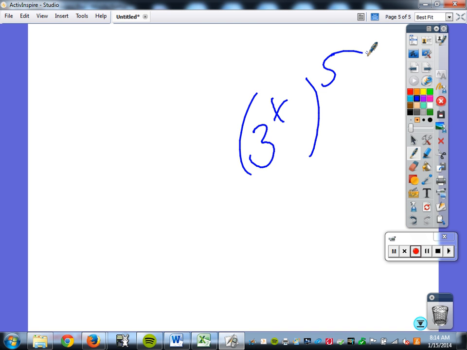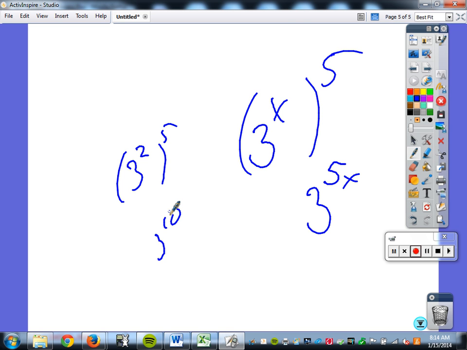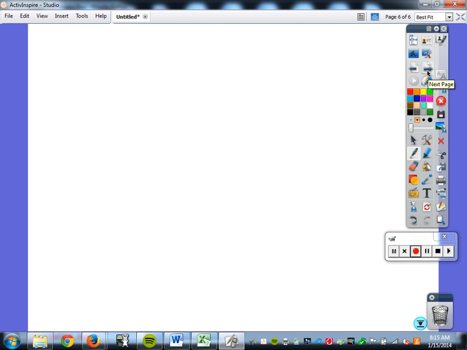The idea is that when we have a power to a power, what do we do to the exponent? We go, okay, what's x times 5? Just multiply. Okay. So what happens if that was like a 2, so it was like 3 squared to the fifth? Okay, well, let's do that. Everybody good? Okay. All right, so now we are going to start getting into what we're getting into today.